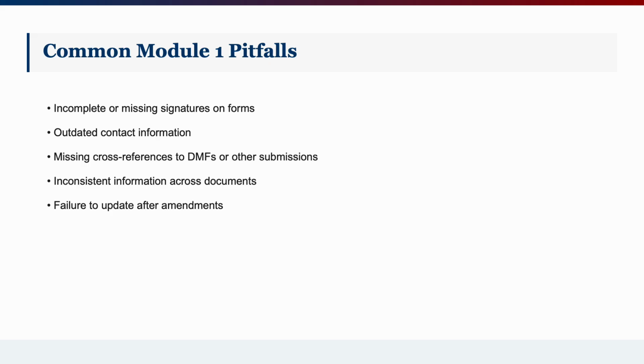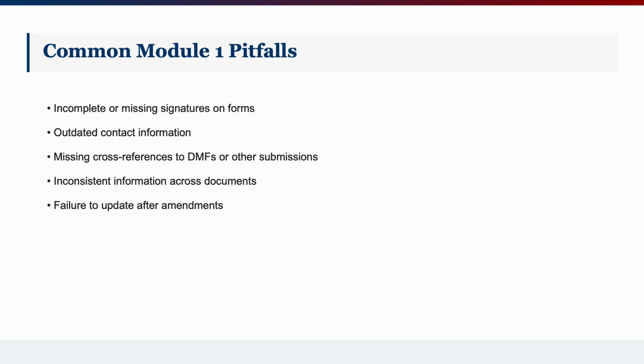I want to spend a moment discussing common pitfalls I've seen in Module 1 submissions. Being aware of these can help you avoid them. Incomplete or missing signatures are surprisingly common. Form 1571 must be signed. Every Form 1572 must be signed by the investigator. Financial disclosure forms need signatures. Yet I regularly see submissions where signatures are missing. The FDA will refuse to file your IND if required signatures are absent.